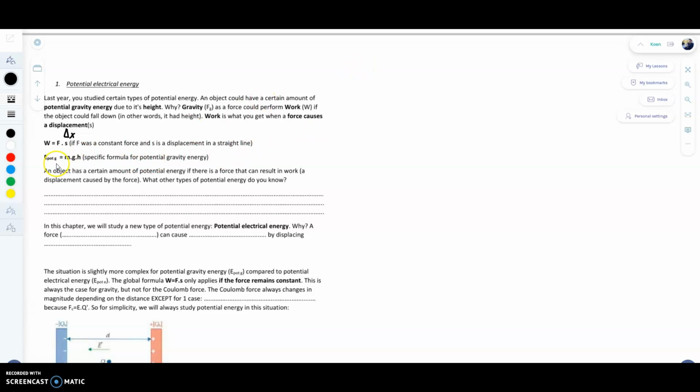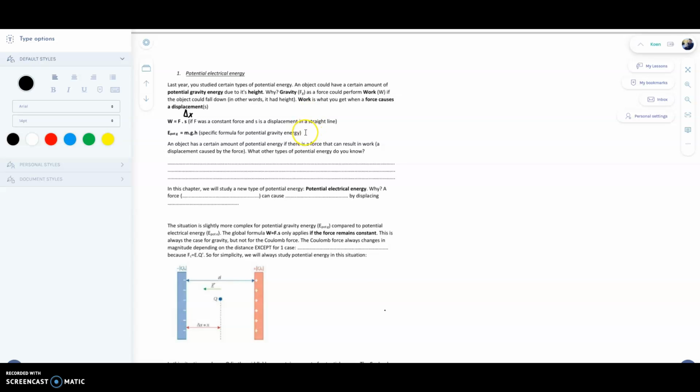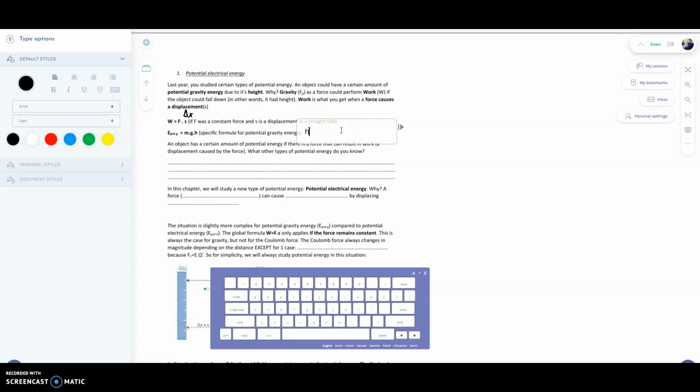And the equation you used to determine how much potential energy you had, you used a specific equation for potential gravity energy: mass times gravity field times height. And that height, h, equals the height compared to a reference point. In this case, ground level.